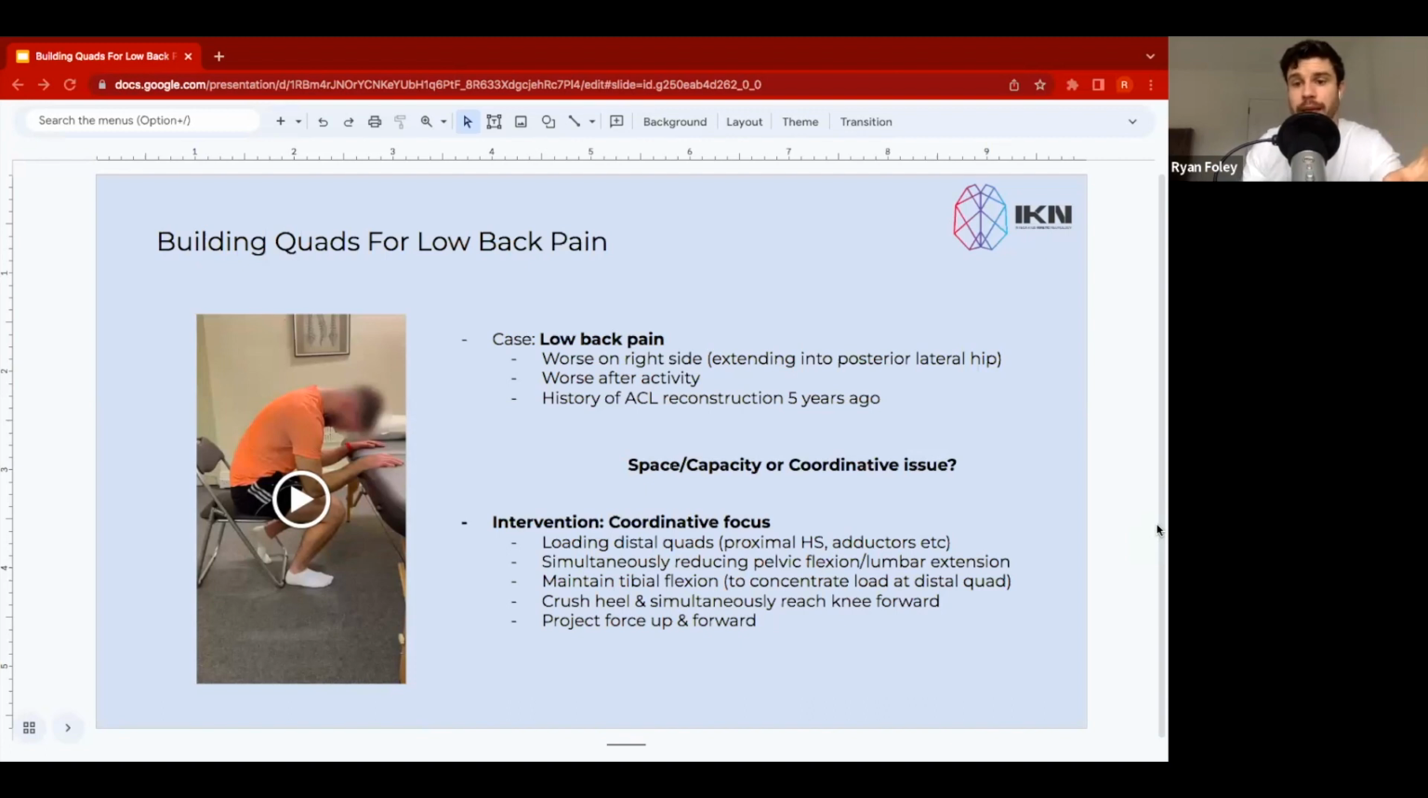Okay, so it was more a case where we needed to influence the behavior of the spine while simultaneously influencing the behavior of the distal quadriceps. So this was, again, just one intervention that we used. So let's talk about the intervention.